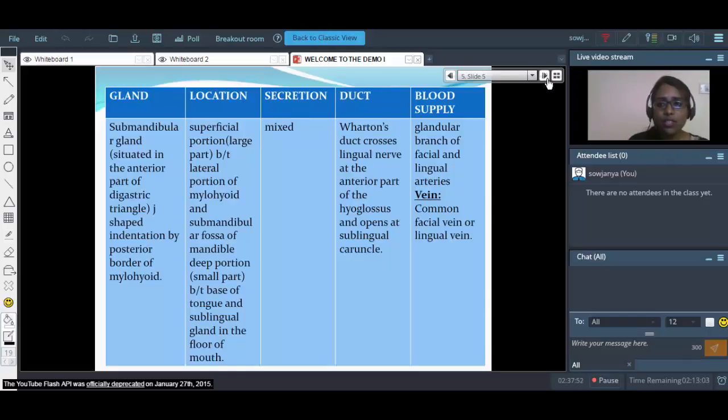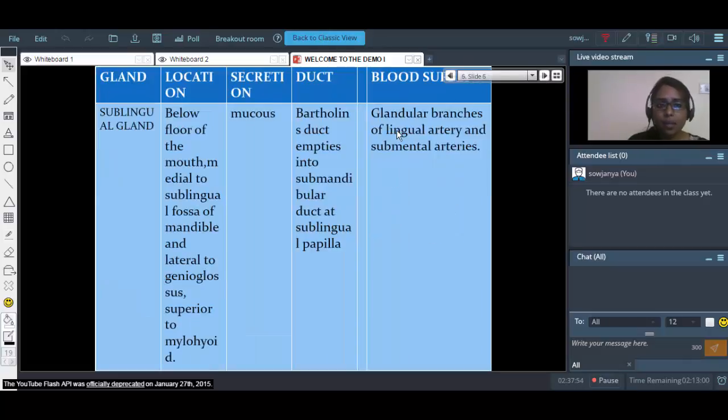Next, we'll deal with the sublingual gland. The sublingual gland is present below the floor of the mouth, medial to the sublingual fossa of the mandible, lateral to the genioglossus and superior to the mylohyoid. The secretions of the sublingual gland are of mucous type. The duct which drains the sublingual gland is Bartholin's duct, which empties into the submandibular duct at the sublingual papilla. The blood supply for the sublingual gland is through the glandular branches of the lingual artery and submental arteries.